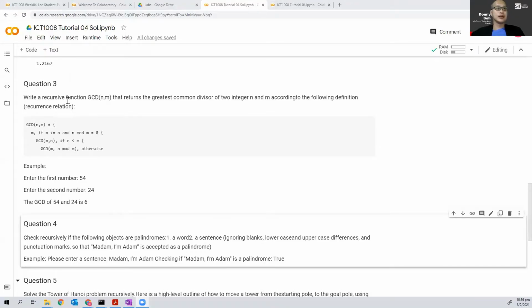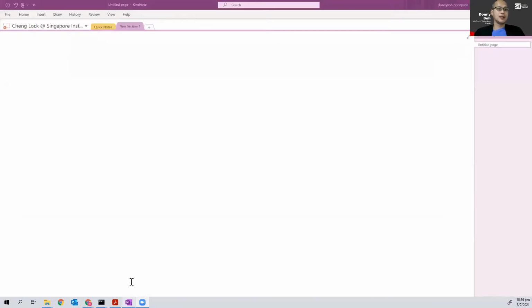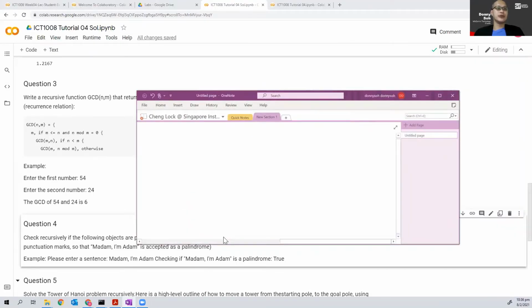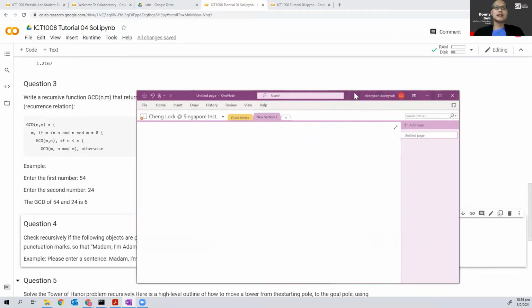Welcome to question number 3. In question number 3, we are supposed to write a recursive function that returns the greatest common divisor of two numbers. We have provided you with the definition of the greatest common divisor, but let's try to understand a little bit more about this definition, and what GCD actually means.